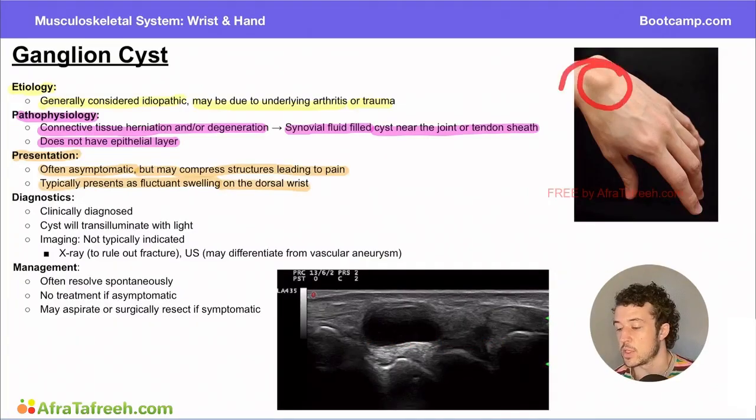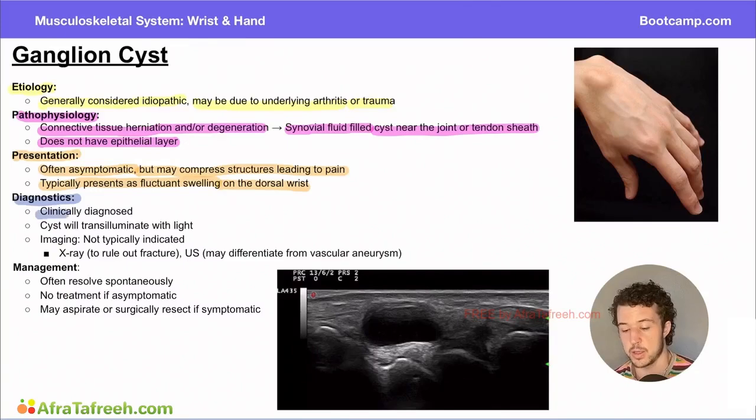And so even when this mass comes in, it might change in size as that fluid moves in and out of the cyst along the hand. And this mass is likely to be mobile and, importantly, non-tender, which might help distinguish it from something like infectious tenosynovitis, which will be painful. All right, let's move on and talk about diagnostics.